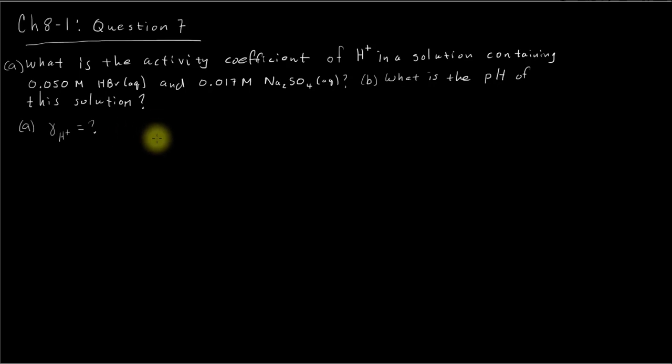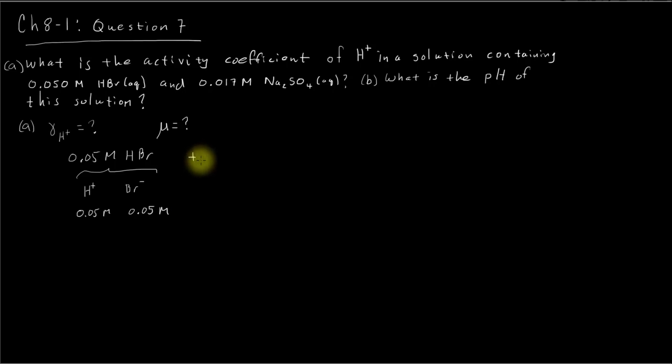But first off, we need to know what is the ionic strength. So we need to use the equation for ionic strength. So let's think about all the ions that are in our solution and what the molarities are. We've got 0.05 molar HBr. HBr, hydrobromic acid, is a strong acid. Strong means it's a strong electrolyte, so it's going to completely break up into its component ions, the hydronium ion and the bromide ion. And since this is a 1-to-1 ratio, their molarities are both going to be 0.05 molar.